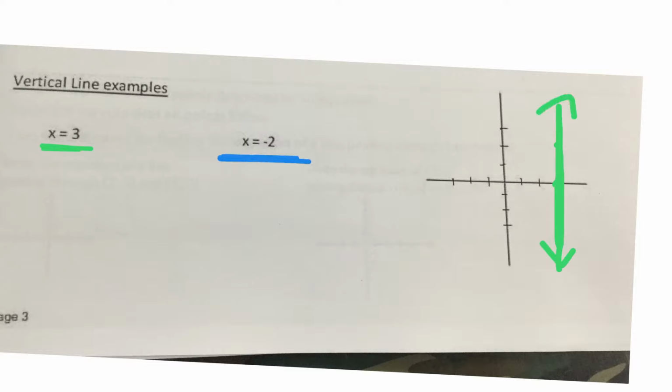And then for x being equal to negative 2, I'm going to go left to negative 2, plot a point, pick some more points.